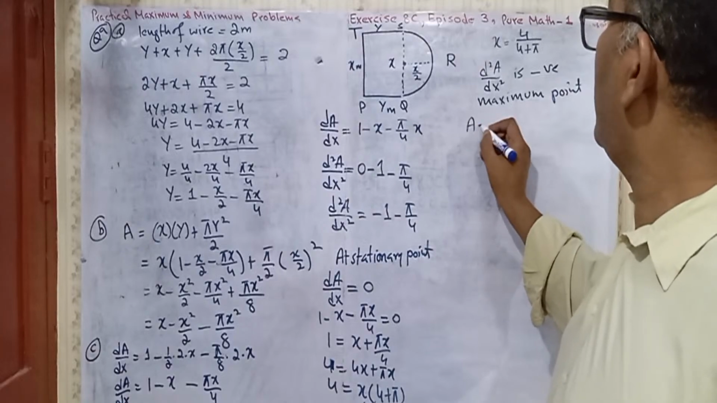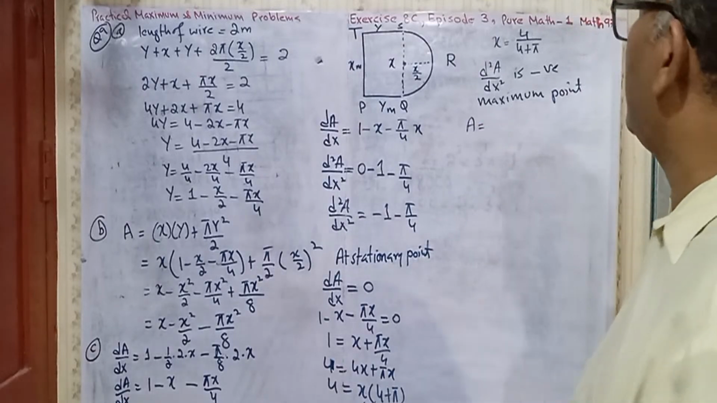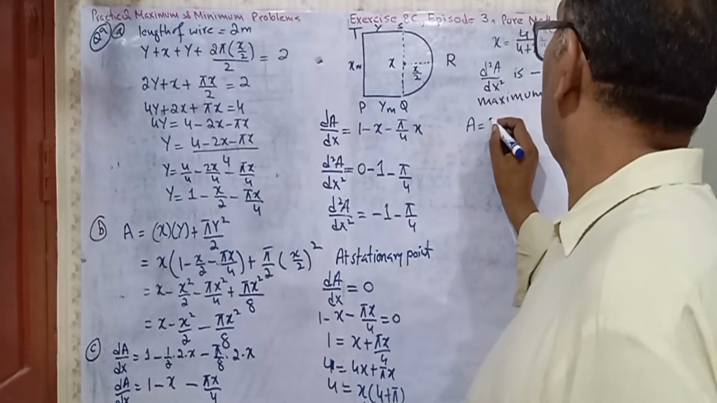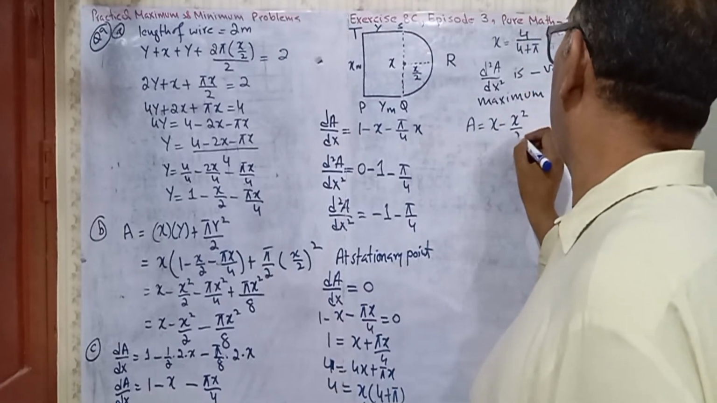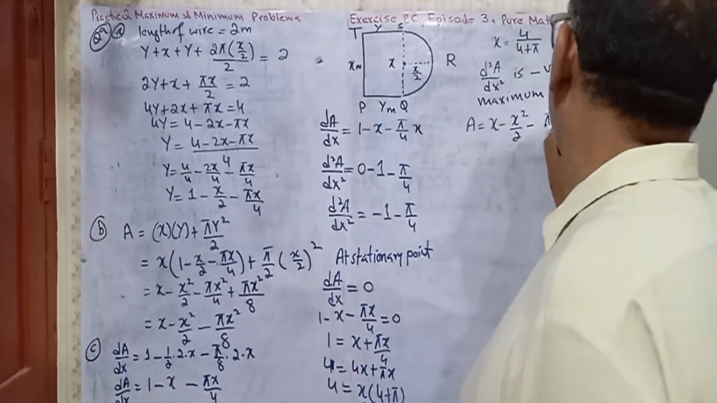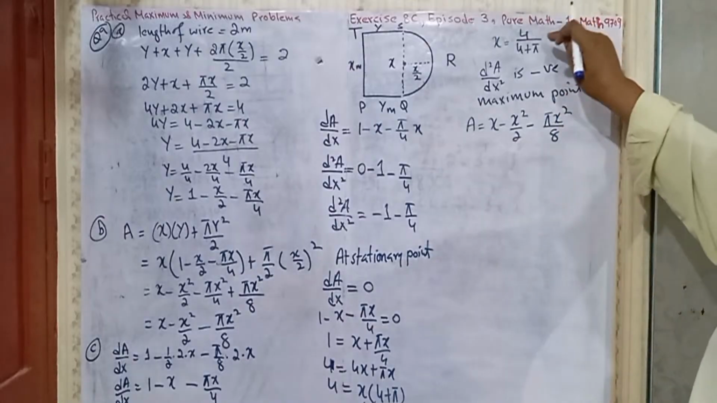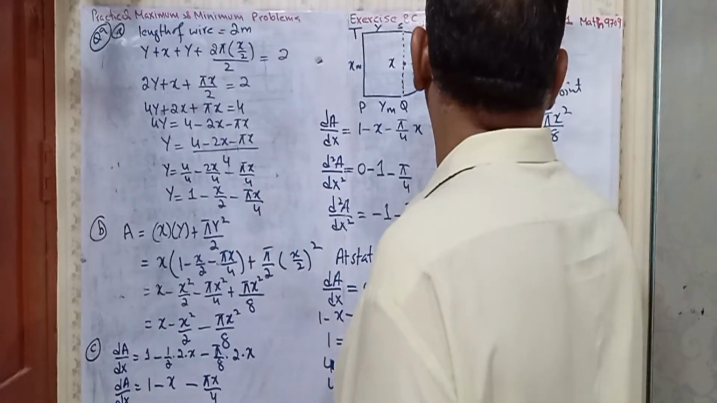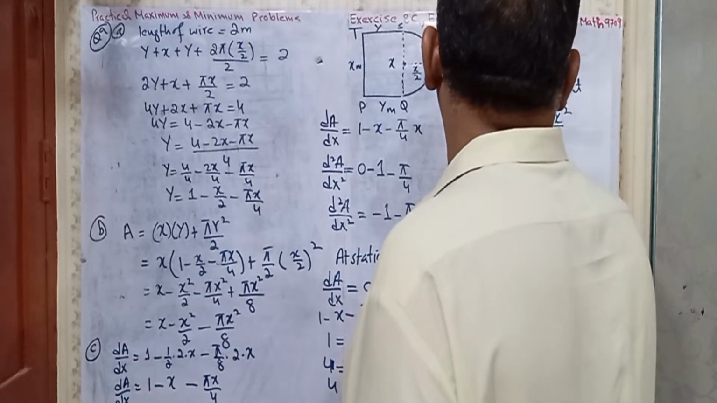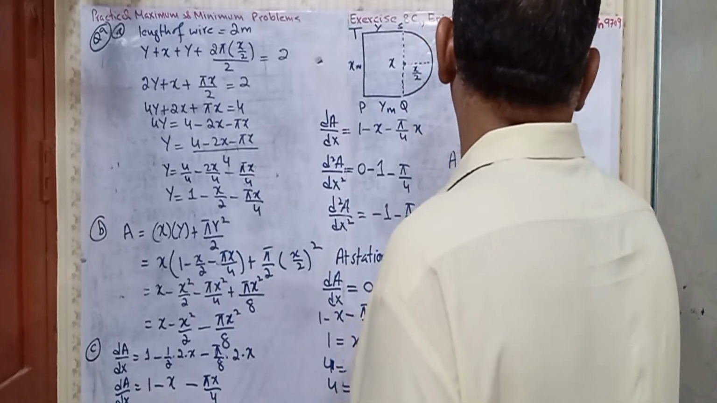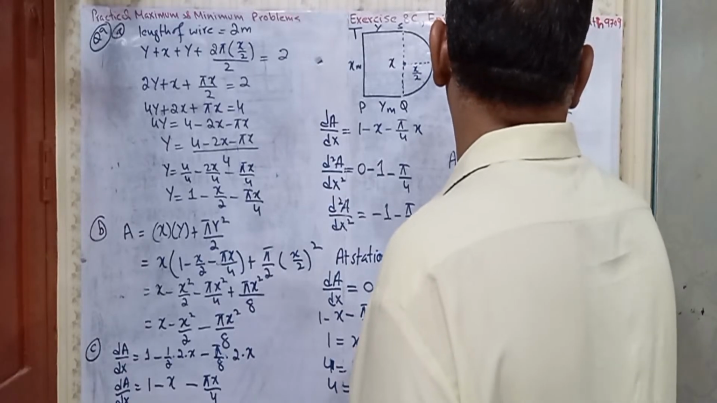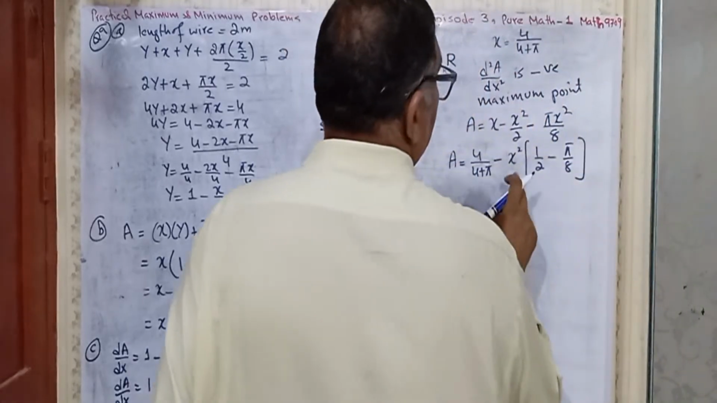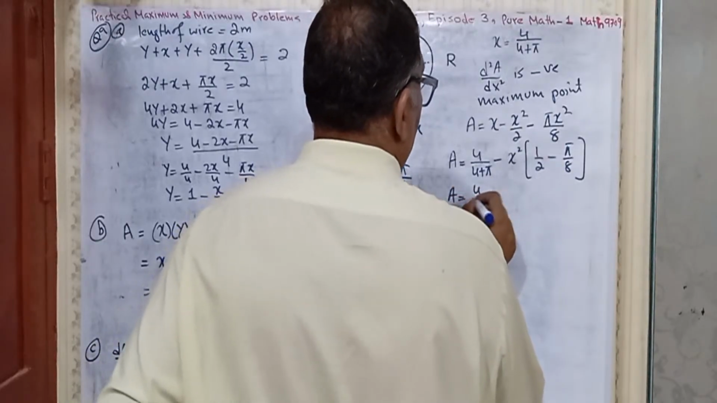So area will be x minus x square. Okay, so you have the formula for the area: x minus x square by 2 minus pi x square by 8. In the place of x, I can put this value. So I will find the value of A. That is 4 divided by 4 plus pi. You can take the x square common, so this will become 1 by 2 minus pi by 8. So in the place of x square, I can put this value.